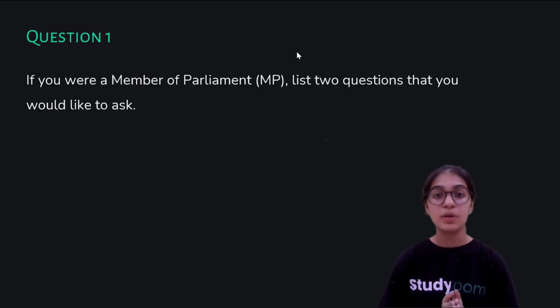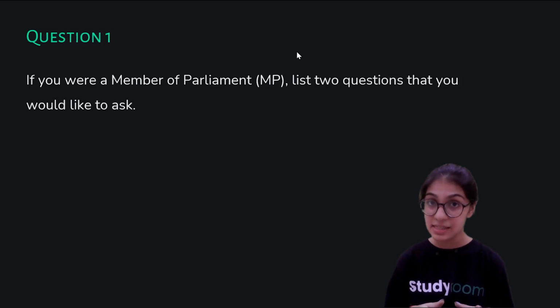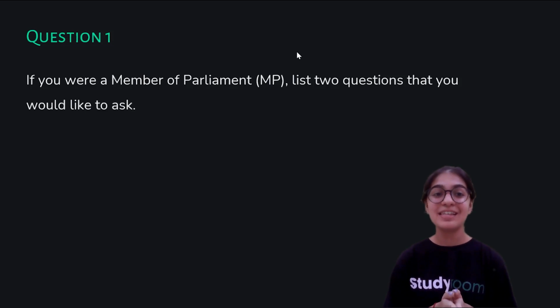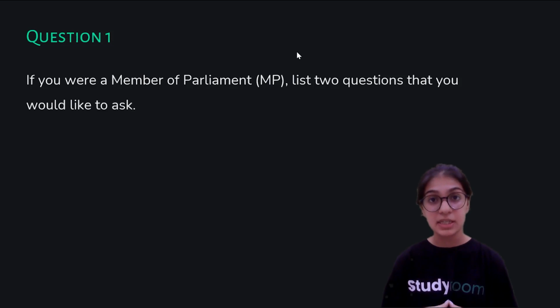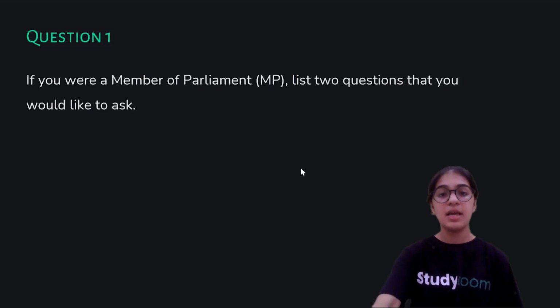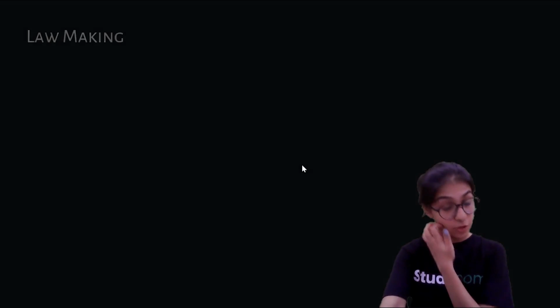The very first is, what measures is the government taking in order to get everybody vaccinated? And the second question that I would like to ask is, is it safe to reopen the colleges and schools? And if yes, then when are they going to reopen? So these are the two questions that I would ask if I were a member of the parliament, because these are the two issues that are triggering the most for students and teachers. So I would like to ask these two questions. You think about what you would like to ask.